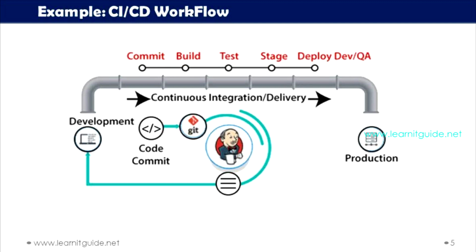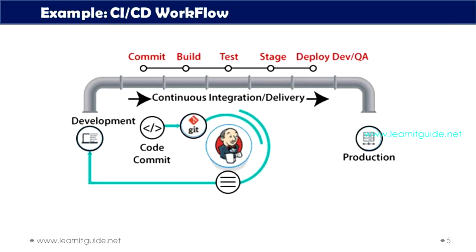According to this diagram, it starts from code development, where the developers will be committing the code in the development phase. When the code is committed, the CI server, that is Jenkins, detects the change and automatically triggers a build process.